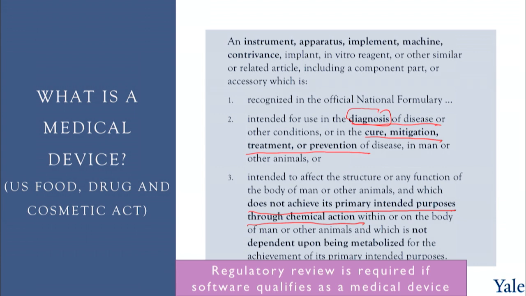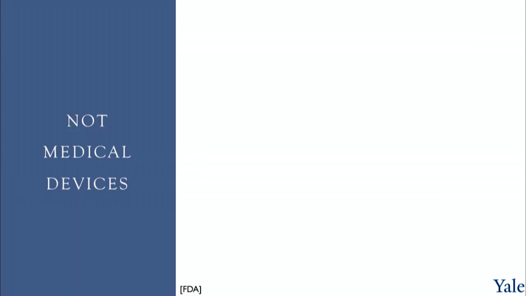So if your software meets the definition of a medical device, before you can take it to market, you are responsible for meeting certain regulatory requirements, which may involve a review process or at the very least just registering with the appropriate regulatory agency. Regulatory review, as I mentioned before, is required if the software qualifies as a medical device. Now, not every piece of software you will meet in the healthcare sector is in fact a medical device. Some software is not regulated that way.